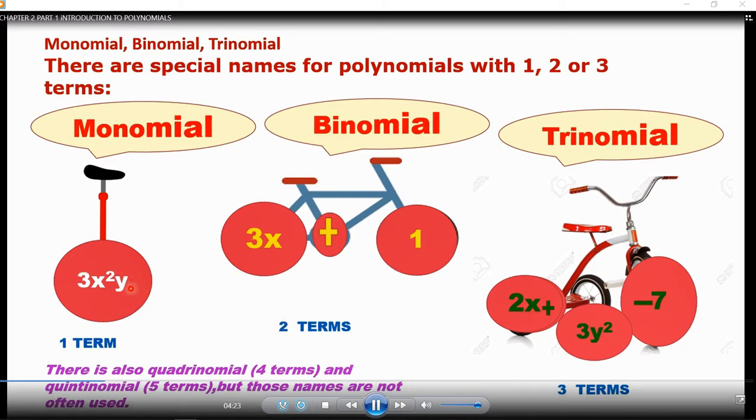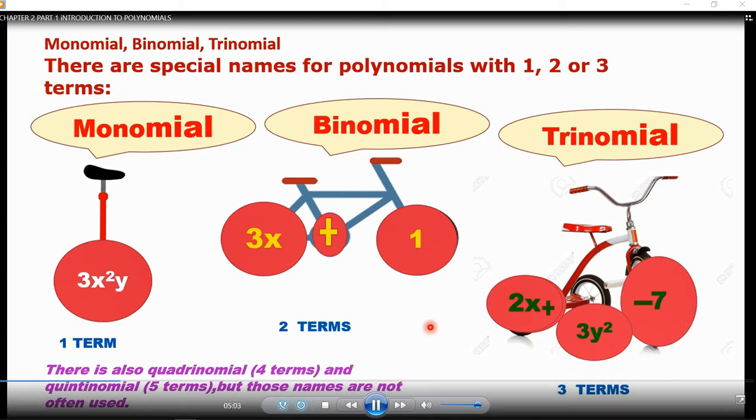Because see, here there is multiplication, but it is representing only one term. 3 into x squared into y. So it's a product, 3x squared y. But still it is representing only one term. In order to differentiate two terms, we need the operation of addition or subtraction. And as the name goes, this is monomial. It is binomial because there are two terms, and trinomial, there are three terms.